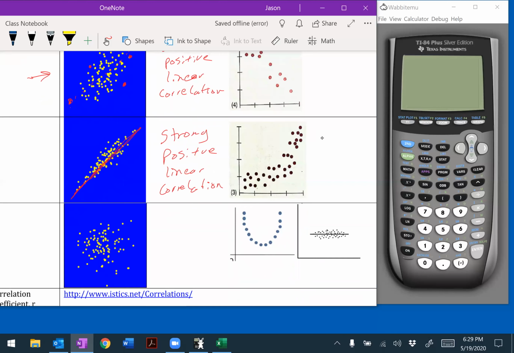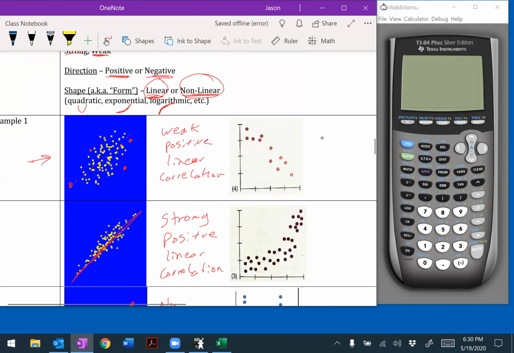The one below it is even more of a shotgun blast. Look, we've got low x's and low y's, but we also have low x's and high y's. We have high x's and low y's. We also have high x's and high y's. It seems like they're just kind of random. So we say that there is no correlation here. It's not weak, it's not strong, there's just nothing. It's not linear, it's just nothing.